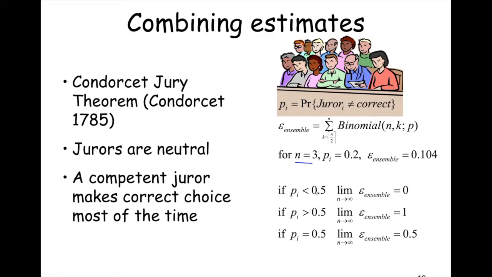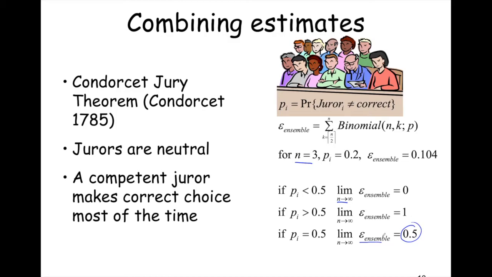If the jurors are competent, meaning their error is less than 50%, then in the limit, as you increase the size n of the ensemble, the error for the ensemble goes to 0. If the jurors are incompetent, meaning they are wrong more than they are right, with error greater than 50%, then in the limit, as n goes to infinity, the size of the jury, the ensemble error equals 1. And if the juror is completely on the fence, wrong and right at the same rate, in the limit the ensemble does not afford you any improvement in the outcome.